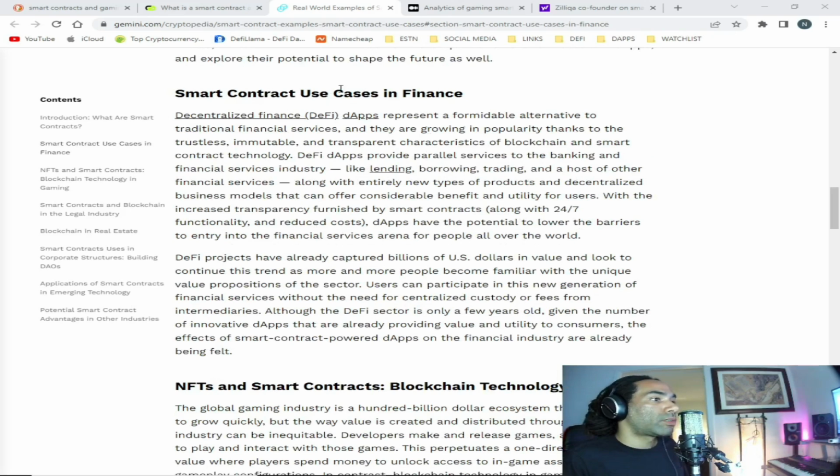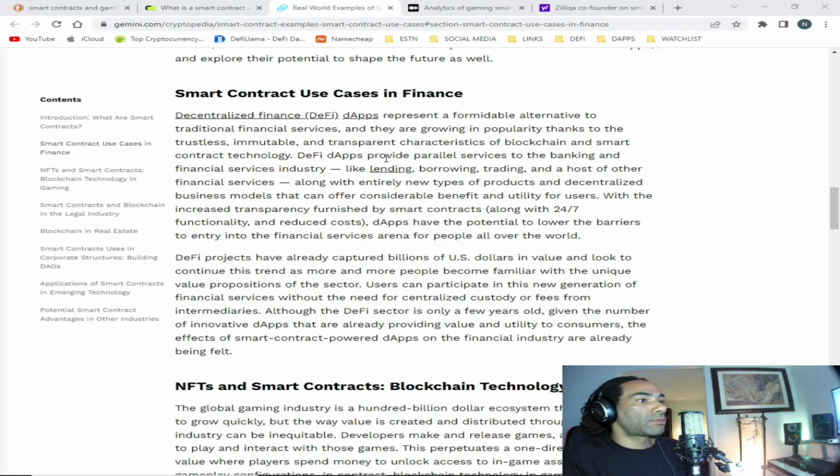So, smart contract use cases in finance. Decentralized finance, DeFi, dApps, represent a formidable alternative to traditional financial services. And they are growing in popularity thanks to the trustless, immutable, which means it cannot be changed, and transparent characteristics of blockchain and smart contract technology.